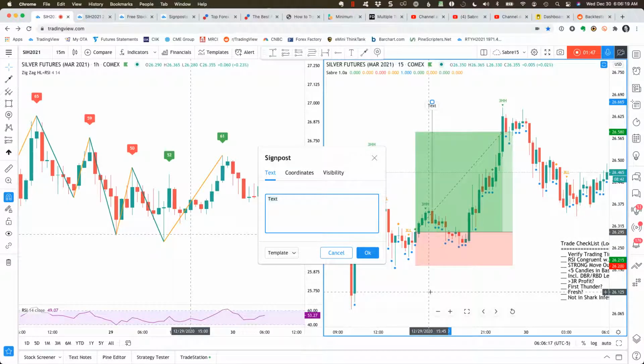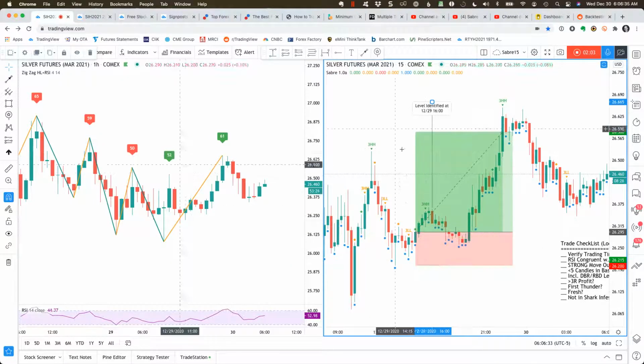Level identified 12/29 at 1600 hours. So: level identified at 12/29, 1600 hours. And I'll throw that on the second line. And I like that it's centered.